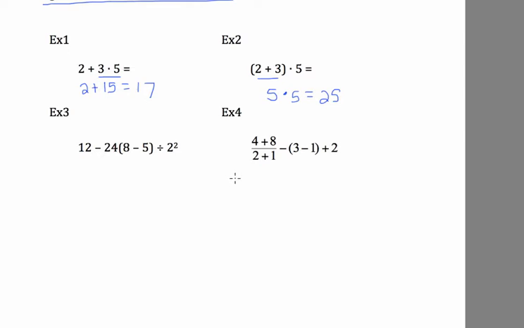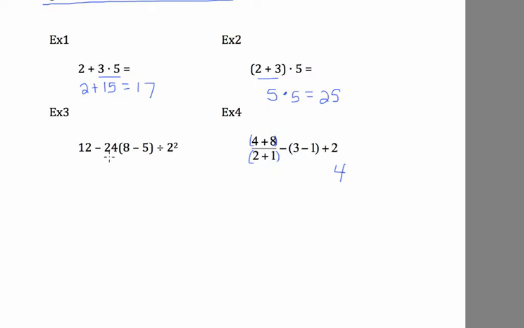Let's skip to example 4. I'm not going to work through this whole example, but I wanted to point out that the fraction bar means divide, and it acts like parentheses. So we would do this top and bottom piece first in the same level that we would do the parentheses in. So we'd have 12 divided by 3 here. Okay. If you want to work this one out on your own, the answer should be 4. Let's go to example 3.